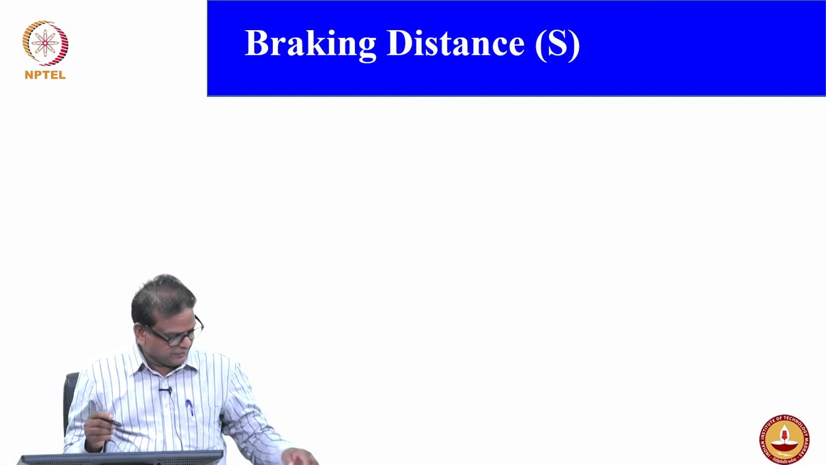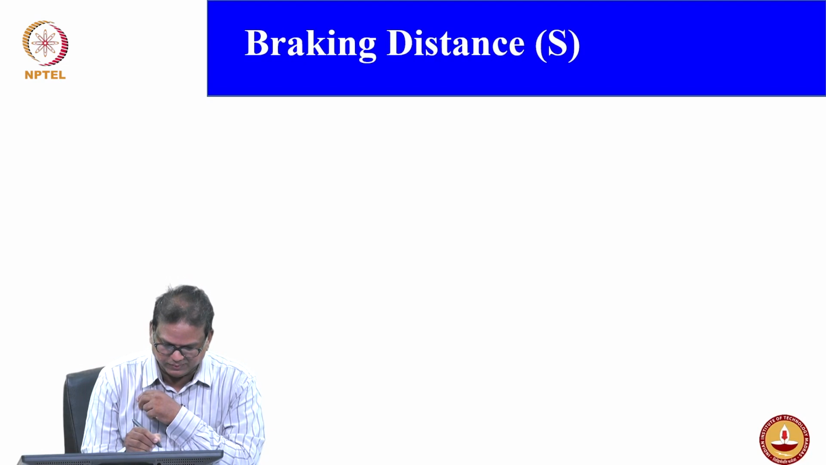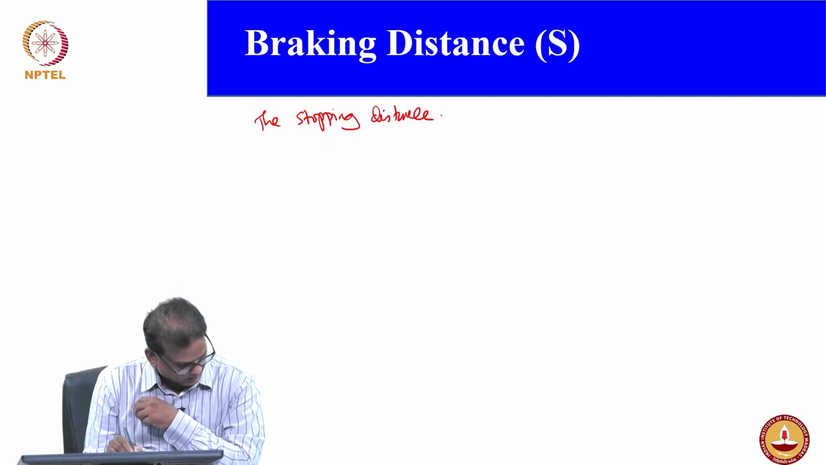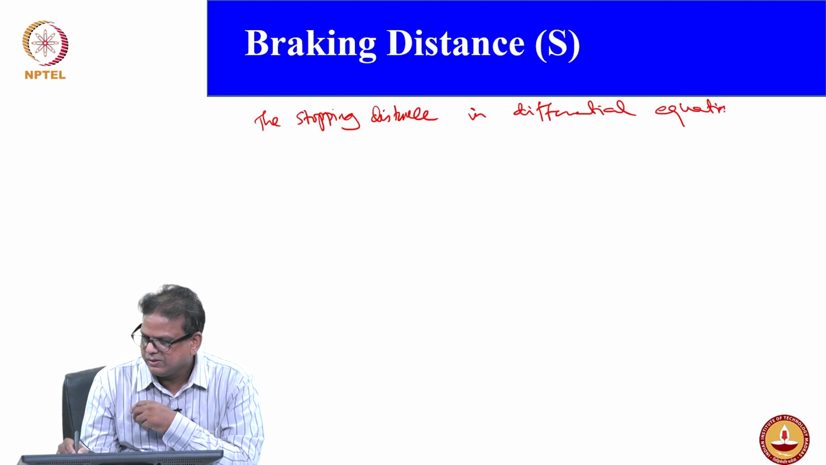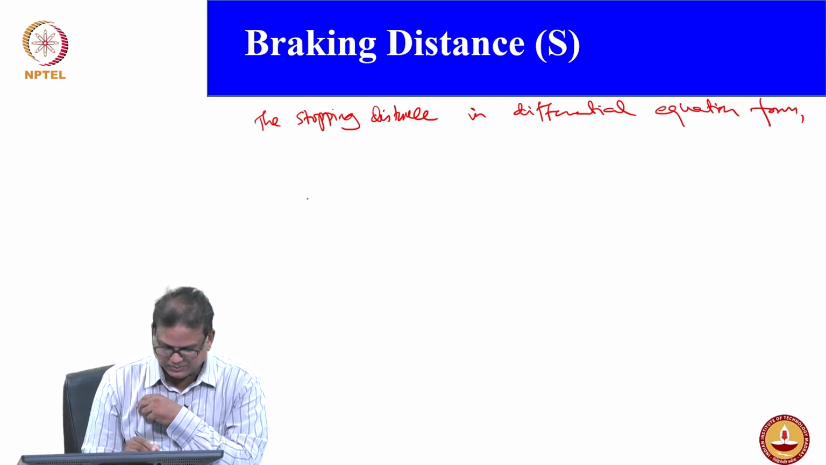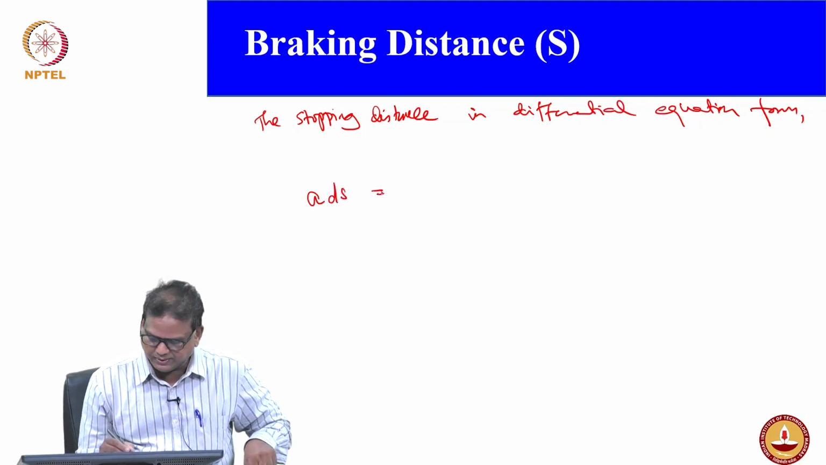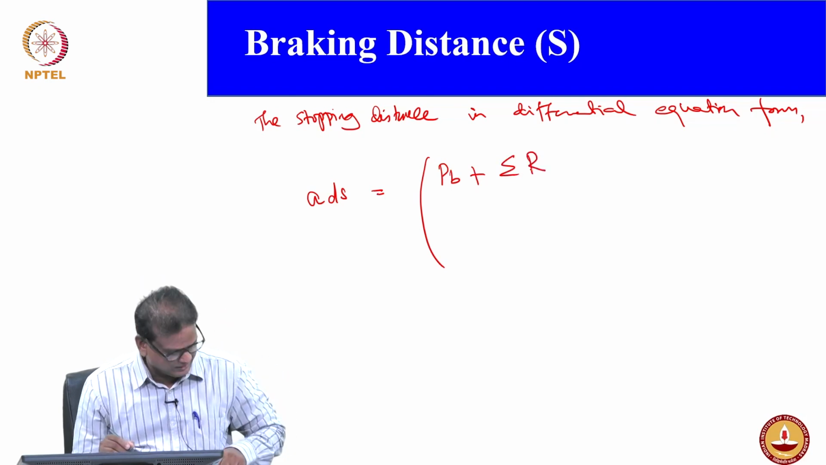So for braking distance or stopping distance, it depends on two things: your deceleration rate and the stopping distance, in differential equation form. I am just going to give it. What do you expect? Your deceleration depends on your braking effort Pb plus the summation of all resistance. Remember, we discussed this earlier.